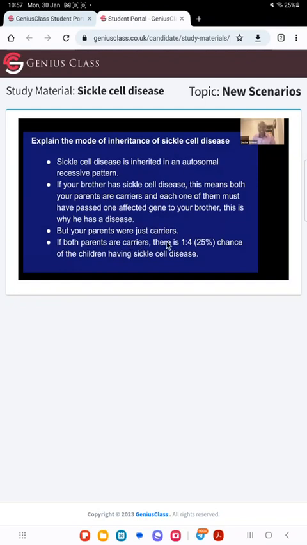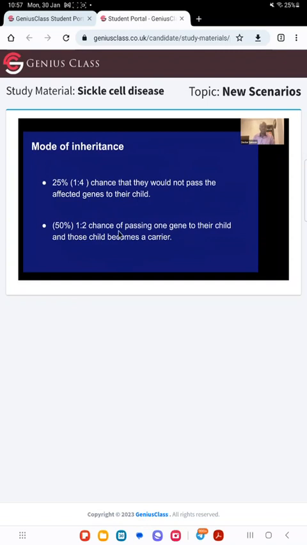If both parents are carriers, there is a 1 in 4 chance, or 25% chance, that the children will have sickle cell disease. Now, there is also a 1 in 4 chance that they do not pass the affected gene to their children. That simply means that you don't have sickle cell disease, and you're not a carrier. So you're one of the 25%, one of the 1 in 4 who did not receive the gene for sickle cell, and did not get sickle cell.